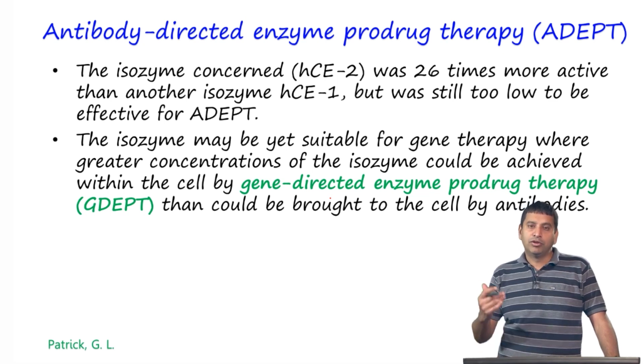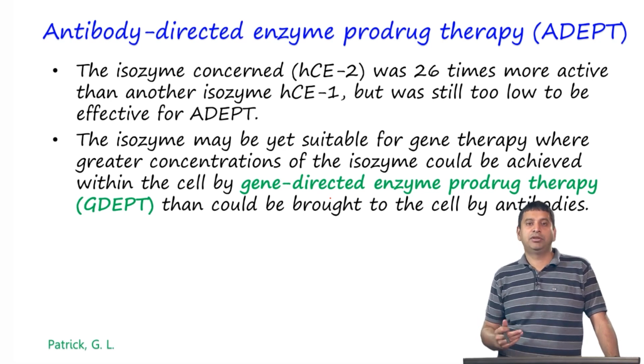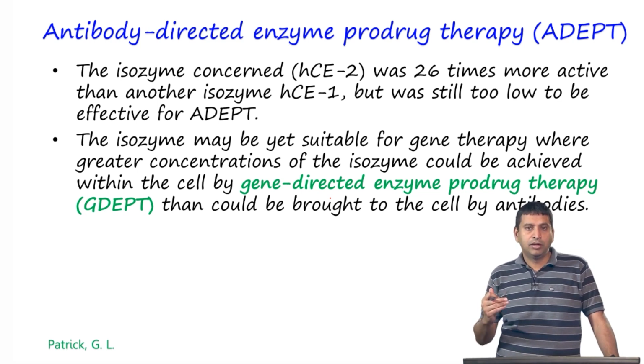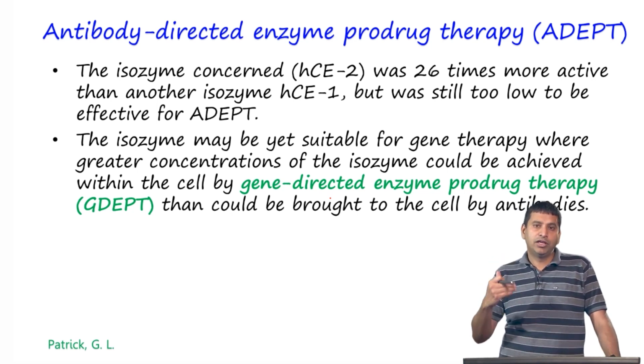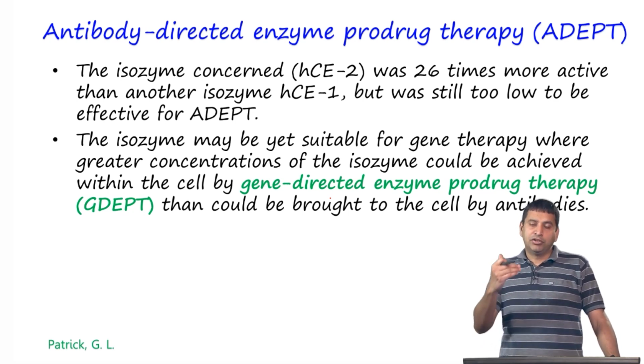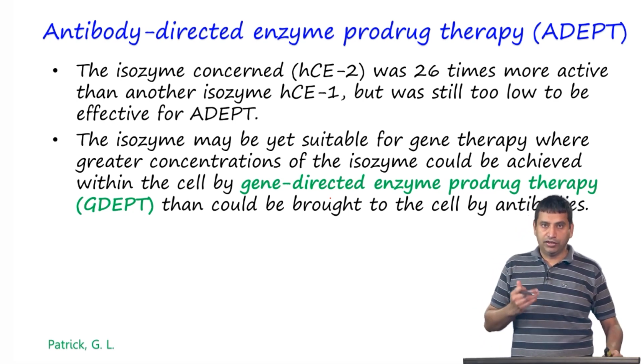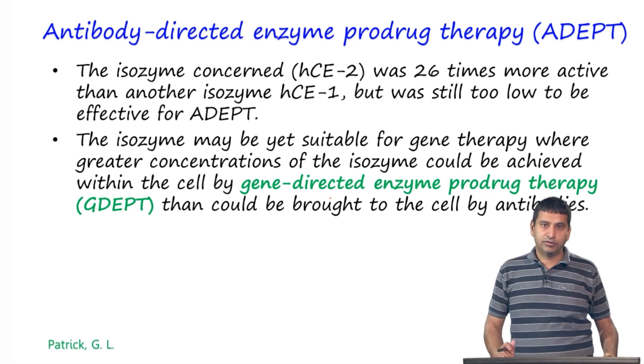So, therefore, we would use an alternate or complementary strategy known as GDEPT, which is basically gene directed enzyme prodrug therapy. We shall look at this very shortly, but what happens is that here you can increase the concentration of the isozyme by transfecting the tumor cells with the gene which is responsible for the synthesis of the concerned protein. This is a way in which you can increase the concentration of the enzyme or the isozyme in the area of interest.